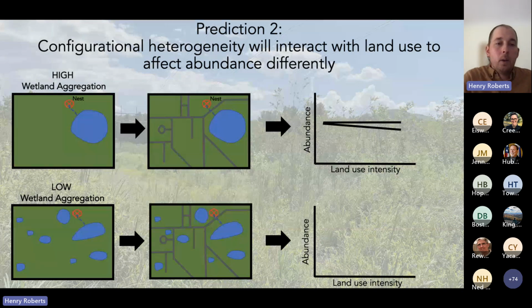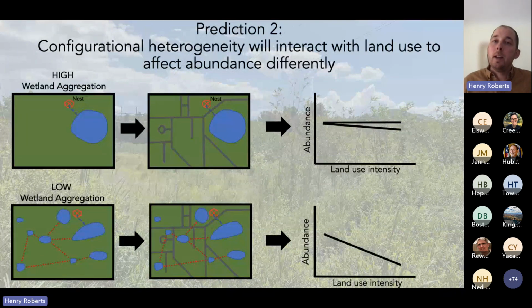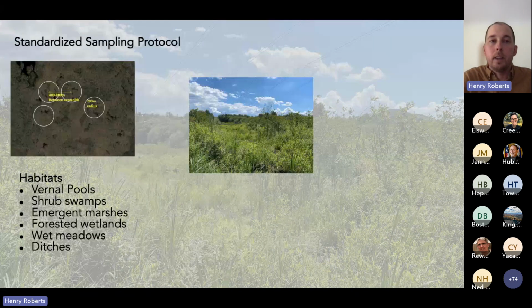On the other hand, when there's low wetland aggregation, with wetlands dispersed across the landscape, we thought that they would still need to nest. But there's also this need to, of course, move between wetlands to either find new foraging habitats, to search for mates, or probably many other factors as well. And this would overall increase the vulnerability of that population. So as a result, in these contexts, we expected a much stronger negative relationship between abundance and land use intensity.